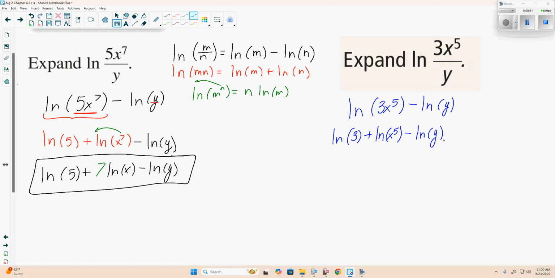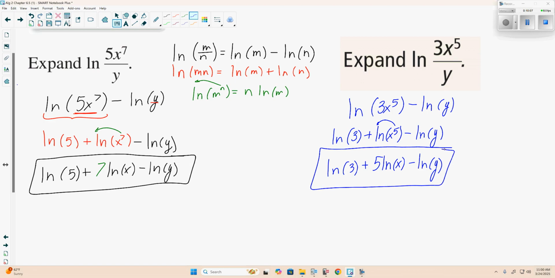Yes, then we would apply our powers. So the 5 would move to the front. So the natural log of 3 would stay the same. We move the 5 to the front, giving us 5 times natural log of x minus our natural log of y. Questions on this here? Let's look at the next one.